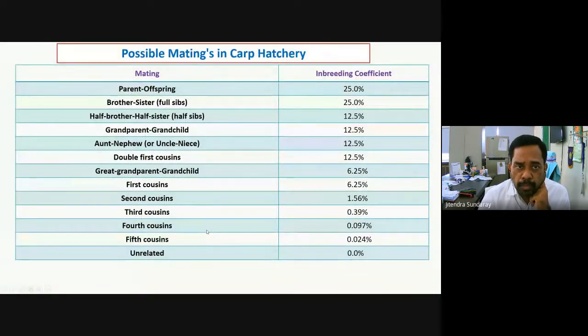How do you plan possible matings? If you go for this type of choice, you can see the inbreeding percentage. Inbreeding means you will have a loss of genetic potential. Parent and offspring give 25%. Brother and sister, full sibs, 25%. Half brother and half sister, half sibs, 12.5%. Grandparent and grandchild, 12.5%. Aunt and nephew, 12.5%. But if you do totally unrelated mating, you have 0% inbreeding. That is what we do in the selection program.